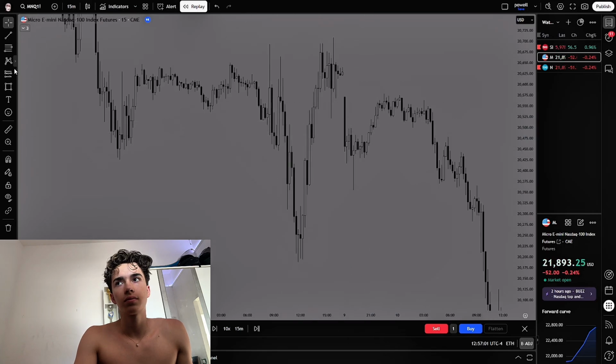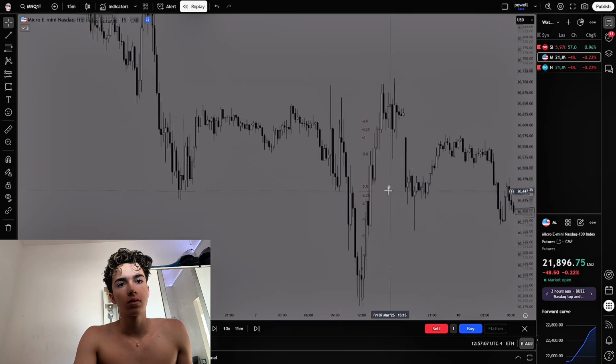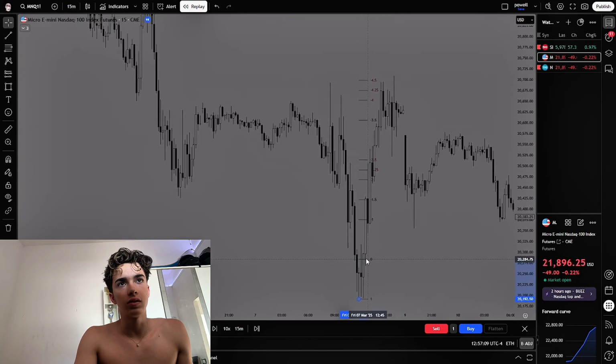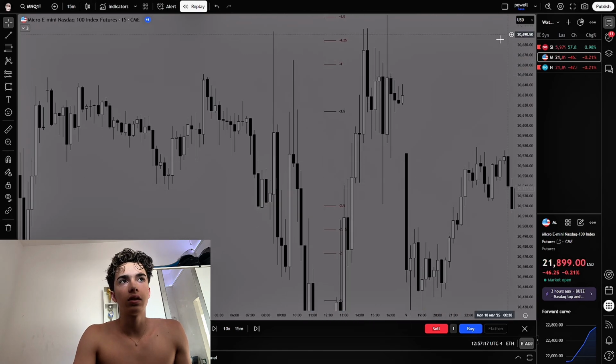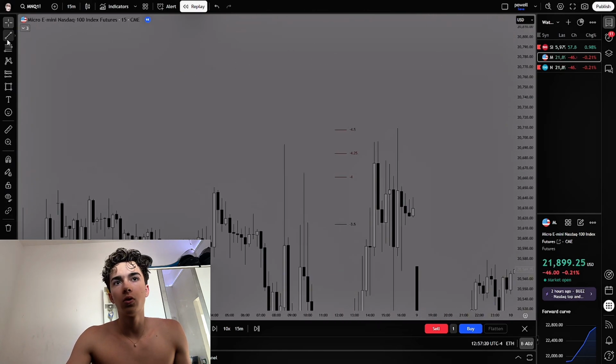Okay, here, let's see if this is a good example. Okay, we have our standard deviation, we do have this level and general liquidity.